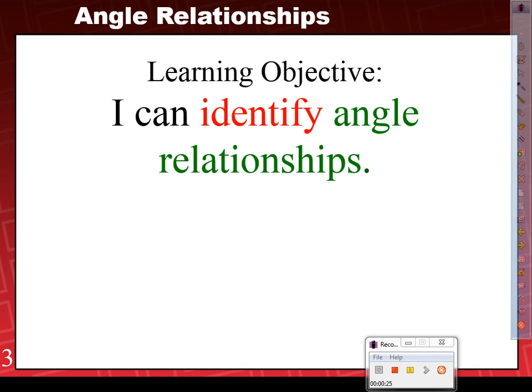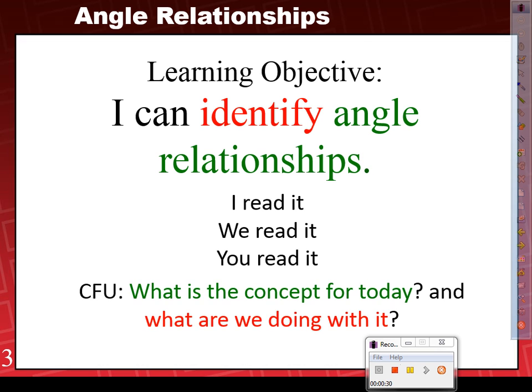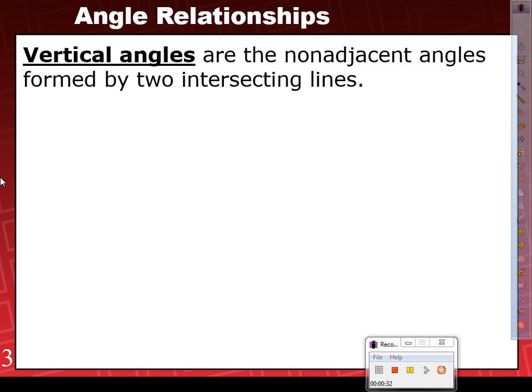So, to get us started, you don't need a Frayer model. I'm just going to have you write the term and the definition. Here we go. So, angle relationships. First of all, write this down. Vertical angles. It says, vertical angles are the non-adjacent angles formed by two intersecting lines. And then I'll give you an example, and then we'll go over that in a little bit. Vertical angles are non-adjacent angles formed by two intersecting lines.